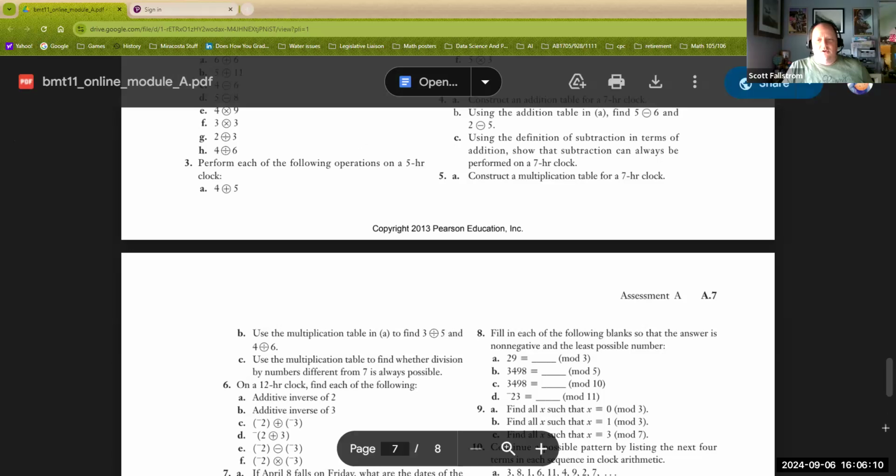Scott, help me make sure I'm on the right track with a 7 clock. Maybe I don't have a lot of experience with a 7 clock. Let's see here. What did it say? Divide by, was it 2 divided by 3? Okay, so I'm in a 7 clock. I need to find the multiplicative inverse.